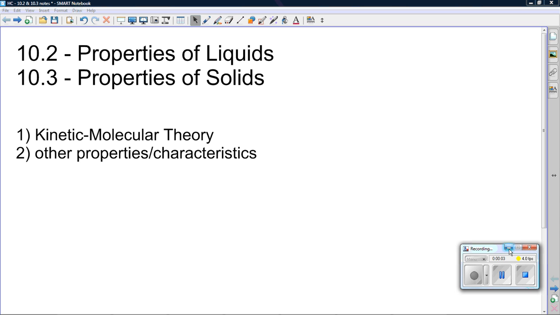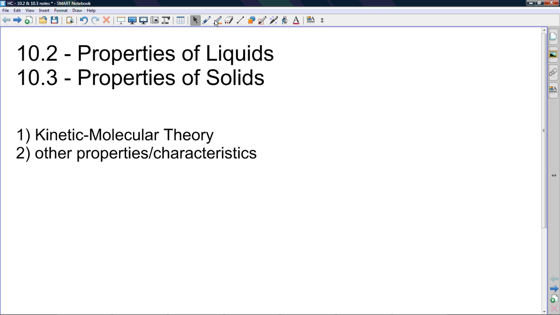In the next two sections, we're going to look at the properties and characteristics of liquids and then solids. Now, for both of these states of matter, we're going to revisit two areas. Number one, the kinetic molecular theory and how that applies to both liquids and solids. And then number two, any other properties and characteristics that we can discuss, including things like density and compressibility.